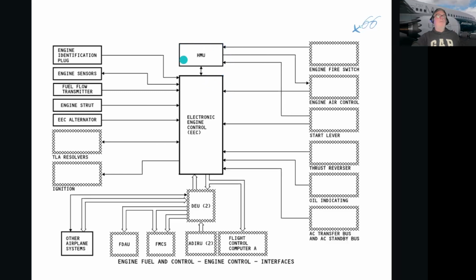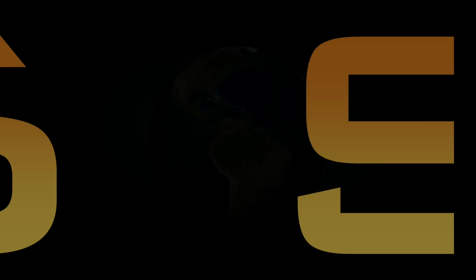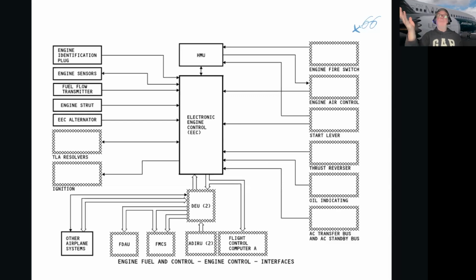This is the hydromechanical unit, and they are in close tandem because the HMU is what actually sends the metered fuel to the engine, after it gets information from the fire switch. So if the fire switch is on, then the engine can't be started, or will shut down if it was on. So that's important information. Engine air control, HP valve, if it's opened or closed, or the EEC will command it to open or close depending on what phase of the engine run we are at.